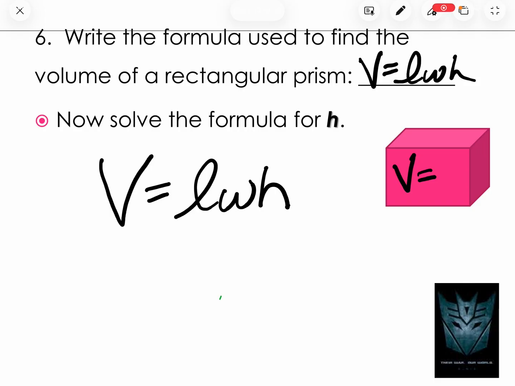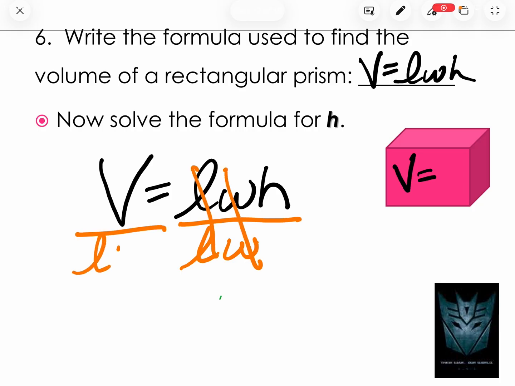It's L times W times H, so I need to divide by LW. L cancels, W cancels. What you do to one side, you have to do to the other. You're moving it to the other side with inverse operation. H equals capital V over LW.